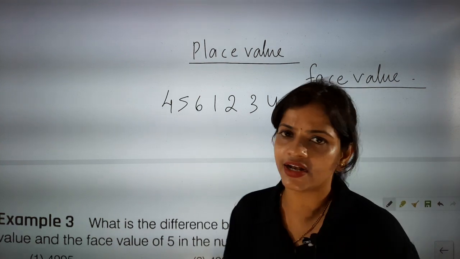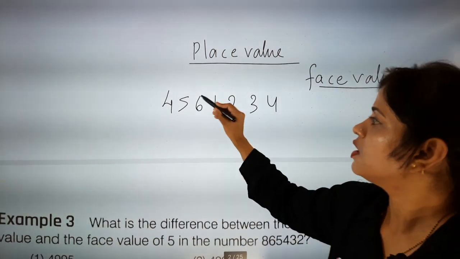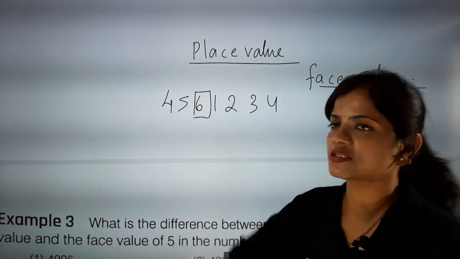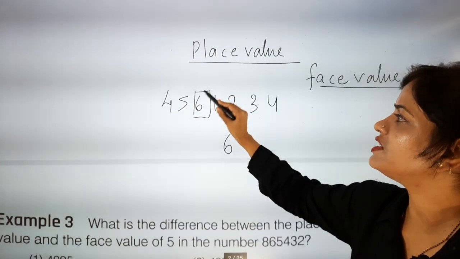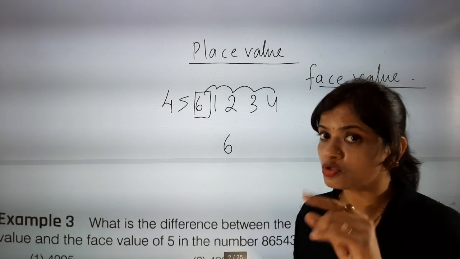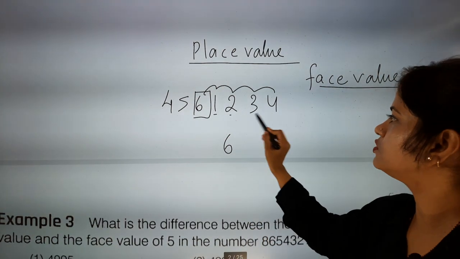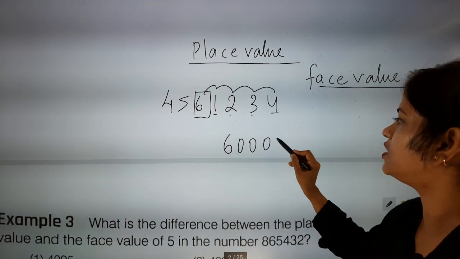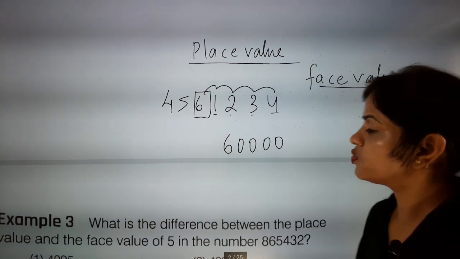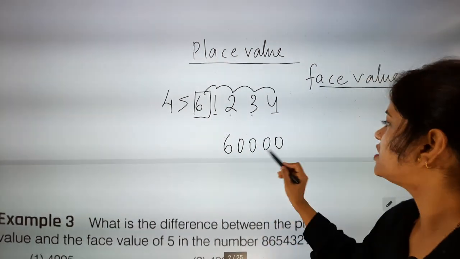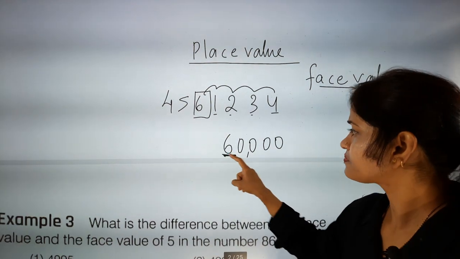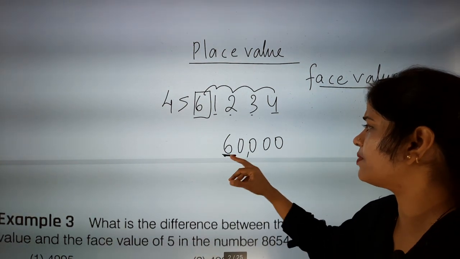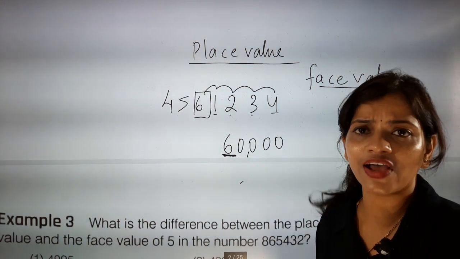Now take 4, 5, 6, 1, 2, 3, 4 as we write it, and somebody asks you what is the place value of 6. Then you take 6 and count how many digits are after 6. That many zeros you put: 1, 2, 3, 4. So the place value of 6 is in the ten thousand place, here 60,000.